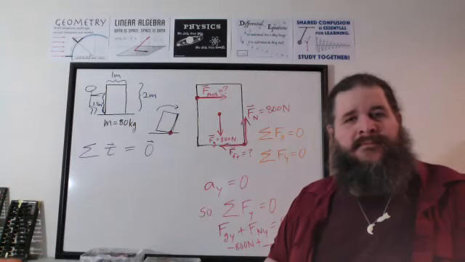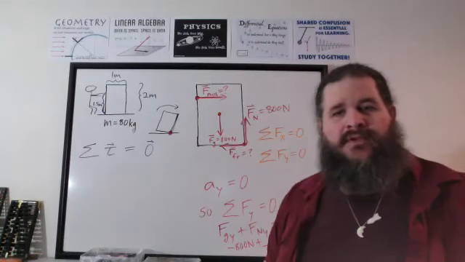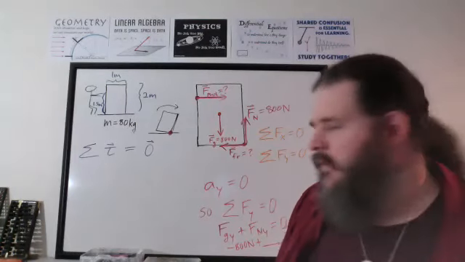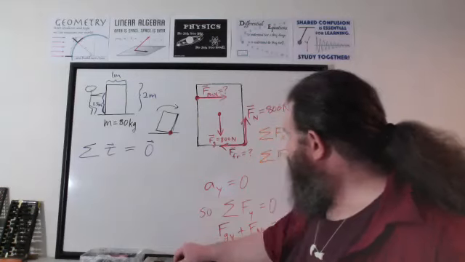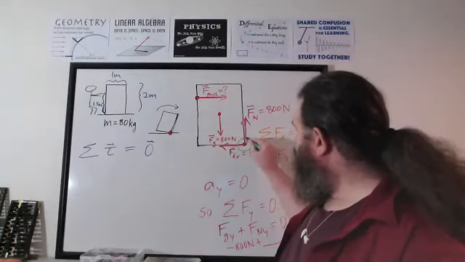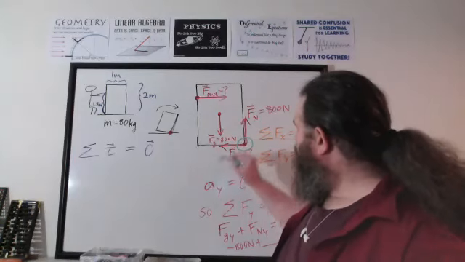Right-hand corner of the box. Sorry, what was that? The right-hand corner of the box. Yeah, if we use that corner of the box, this is probably going to make the most sense to use as the pivot point. For a couple of reasons.